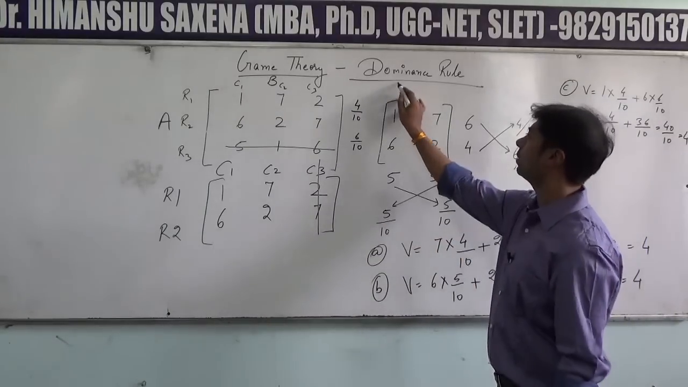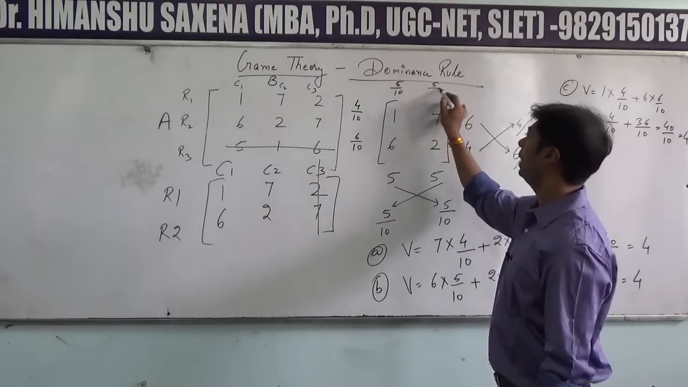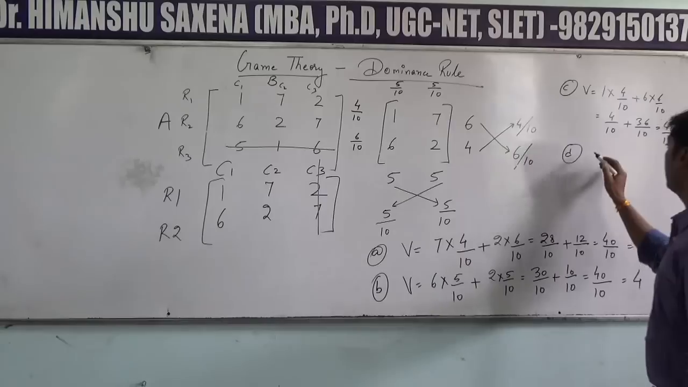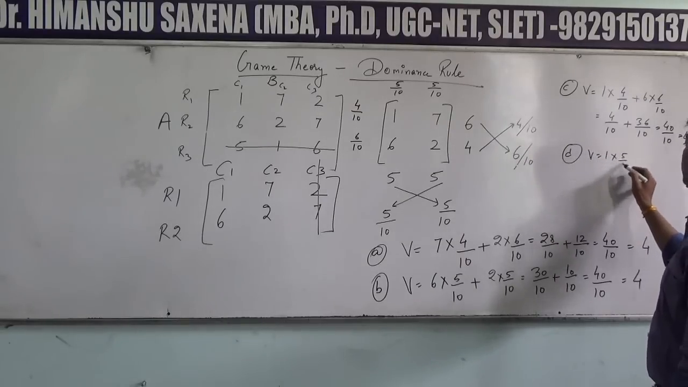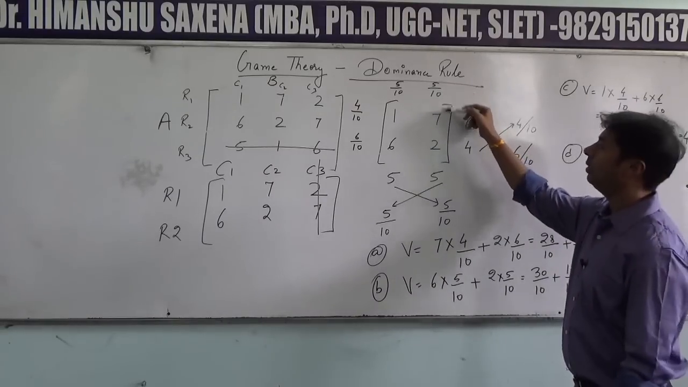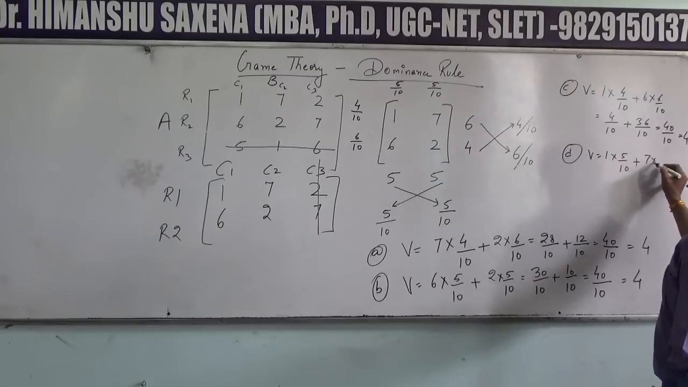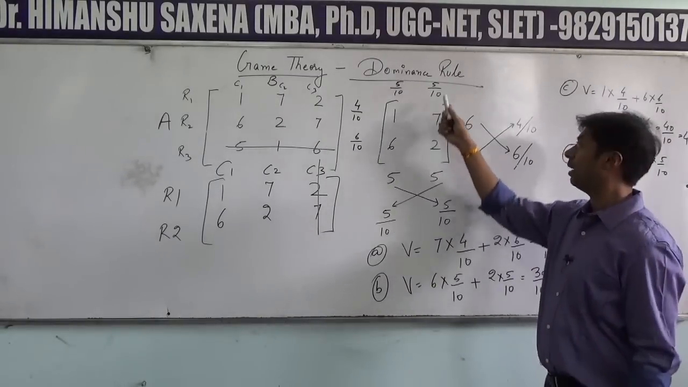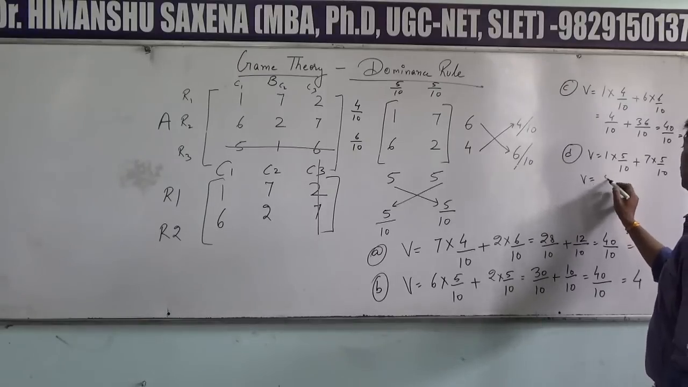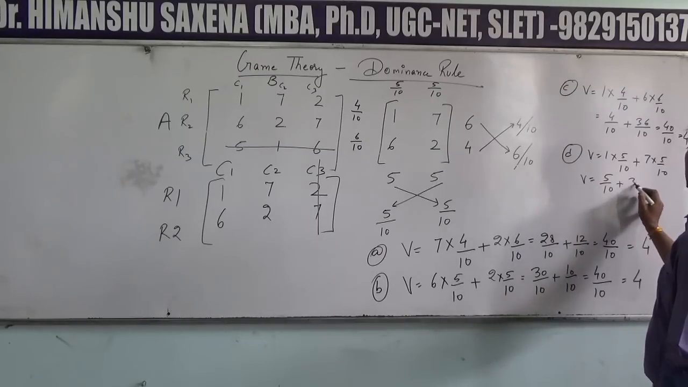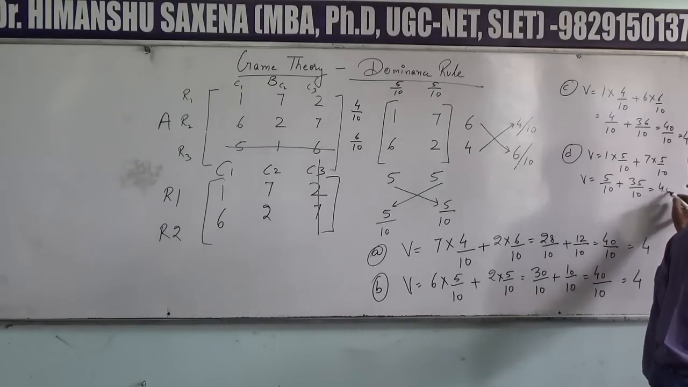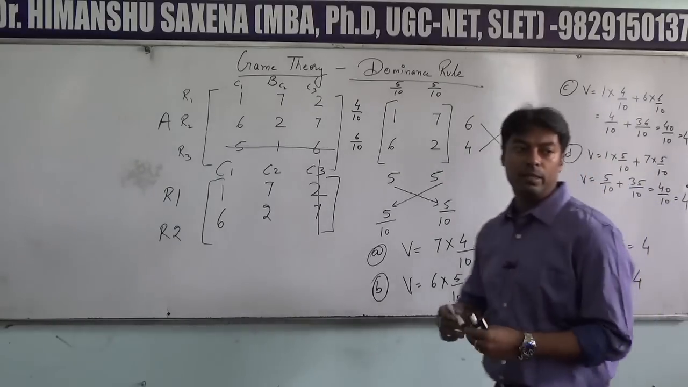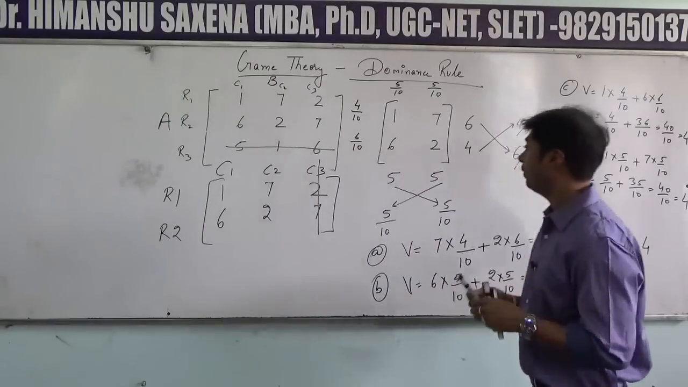Both these fractions can also be placed on the top of their respective columns. So 1 multiplied by 5 by 10 and 7 multiplied by 5 by 10. That will give us 5 by 10 plus 35 by 10. That is 40 by 10, again equal to 4. So we can calculate the value of the game in all these 4 different approaches.